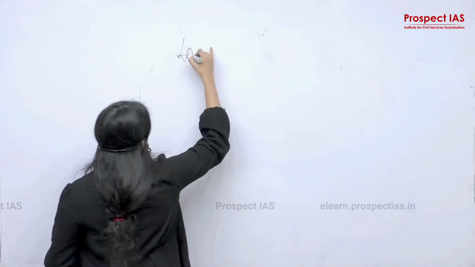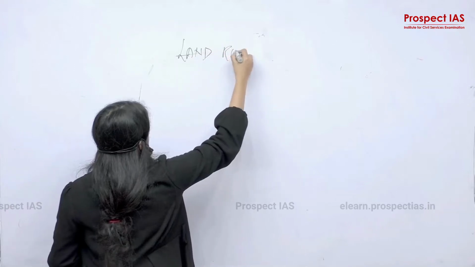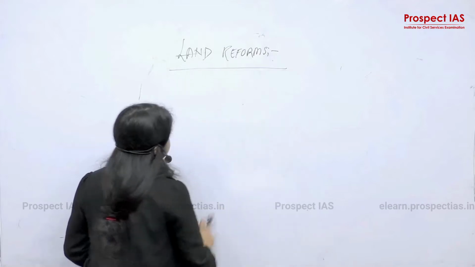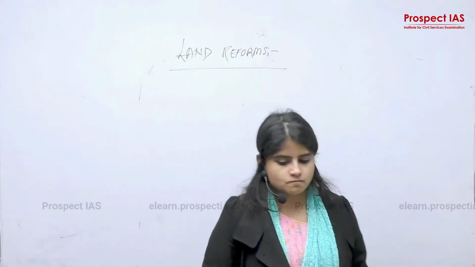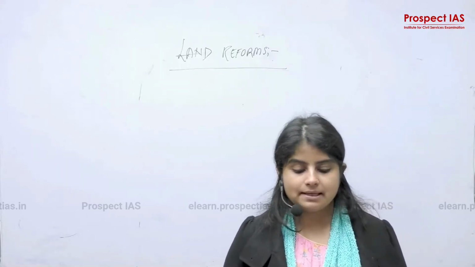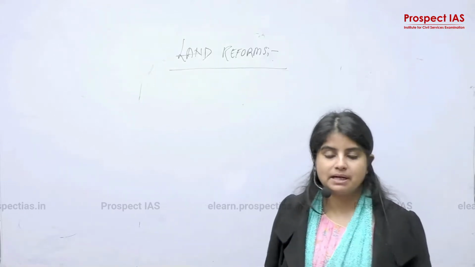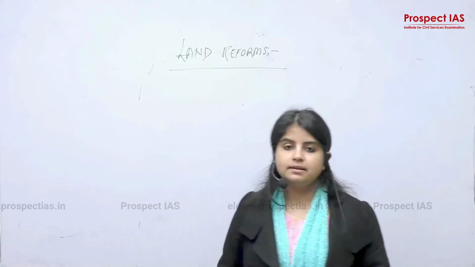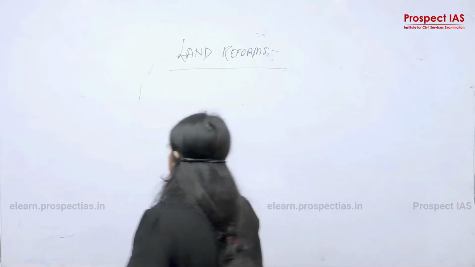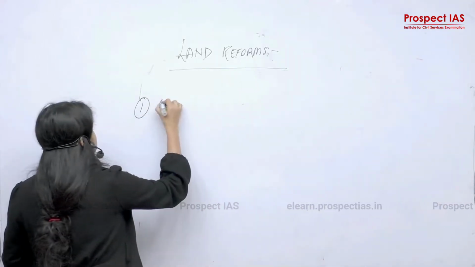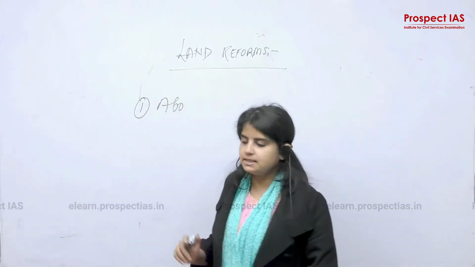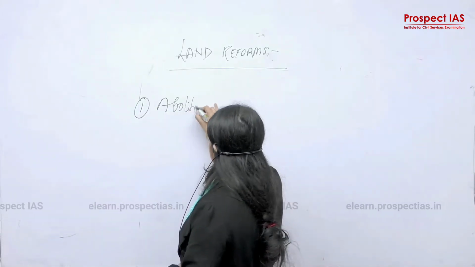Land reforms. There are many land reforms which have been taken up, but not on the practical ground of India's land. So the first and foremost was the abolition of intermediates.